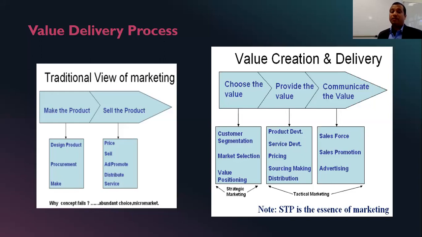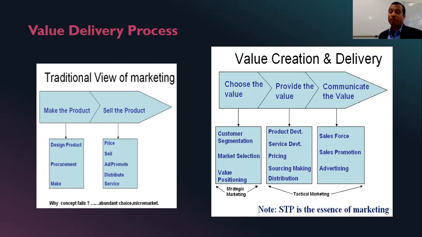So you could see here, while talking about choosing the value, what is important? The concept of STP, you already understood: segmentation, targeting, and positioning. That is the essence of marketing, as I said. So while taking a decision on what values, you need to align your values to the different market segments. So the concept of STP: which market segment and what are the corresponding values to that particular market segment. And then which one to select and how to position your values.